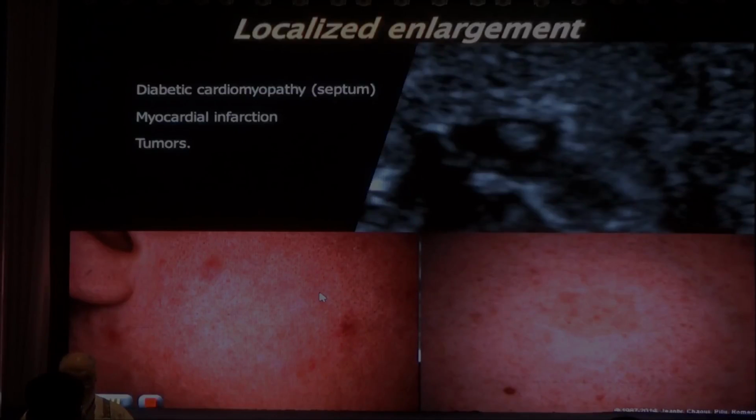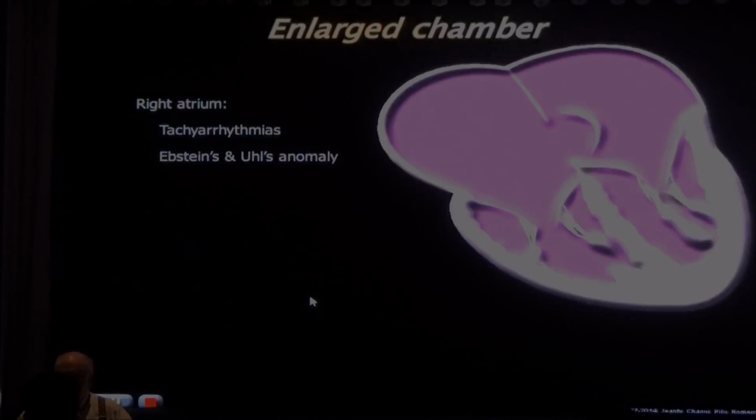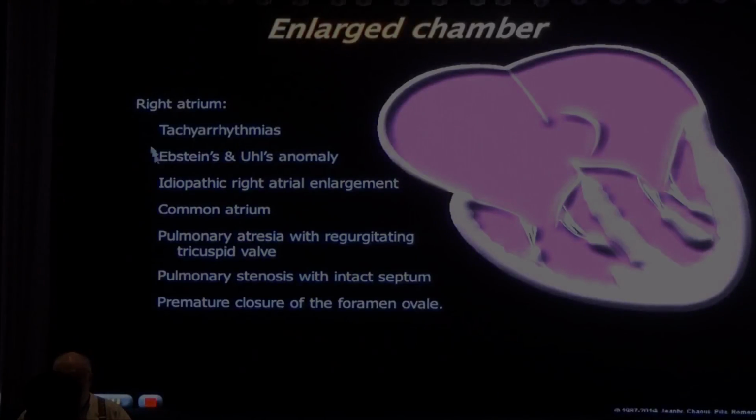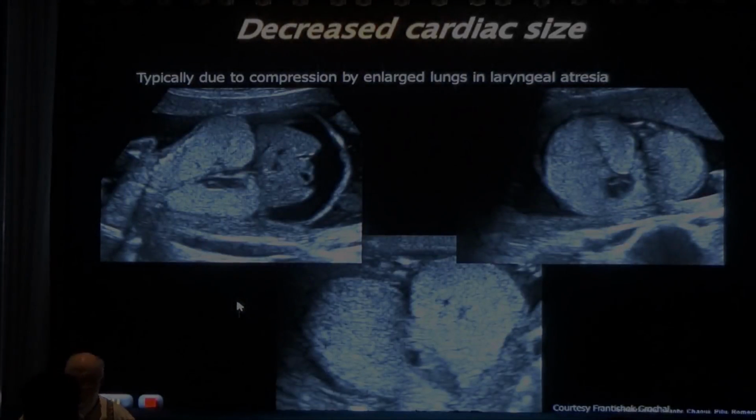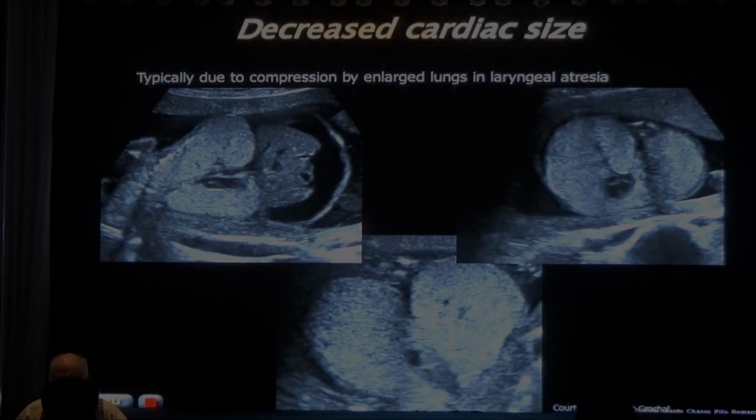This mother actually didn't know she had tuberous sclerosis, and when you find tuberous sclerosis, also look in the brain to see for some nodules around the ventricle, and look in the kidney to see for echogenic masses in the kidney. An enlarged chamber is usually the right atrium, in the long list of differential diagnoses for enlargement of the right atrium.